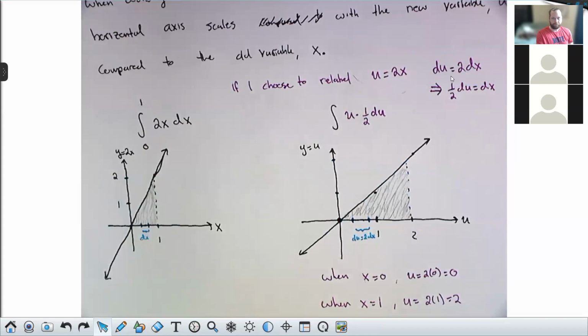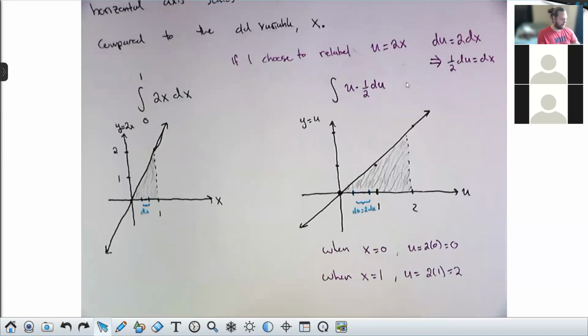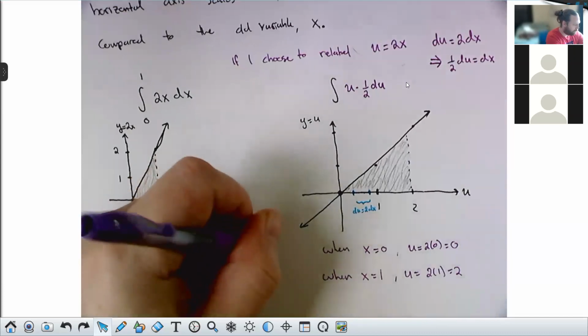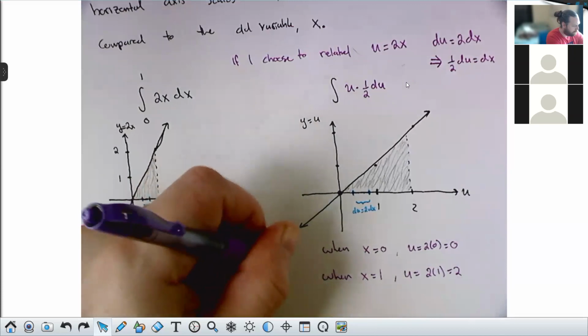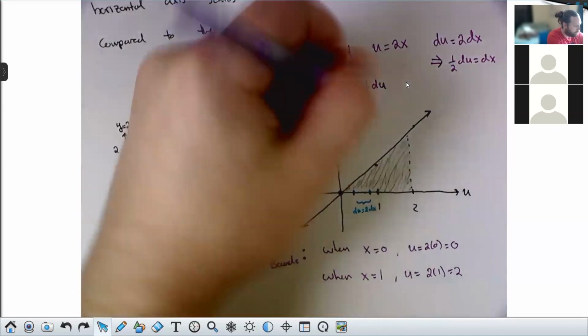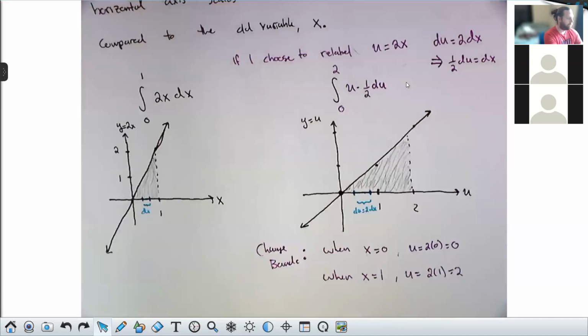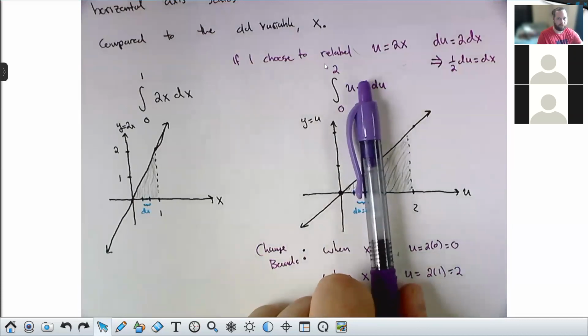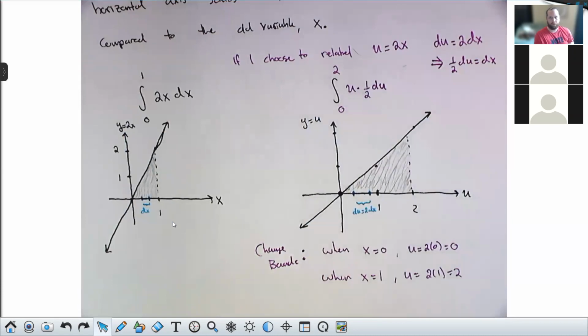In other words, when you make this substitution, we change our bounds down here, right? So that new integral runs from 0 to 2. And if you didn't include this 1/2, then this area is twice as big as this area. So to get them to be equal, we have to have that 1/2. In other words, you have to solve this for dx and tell me, what is dx equal to in terms of du?